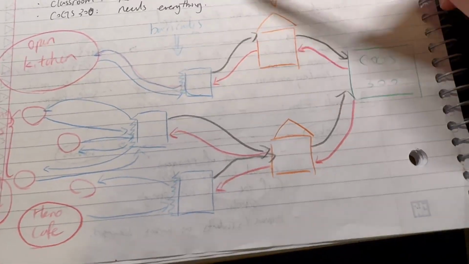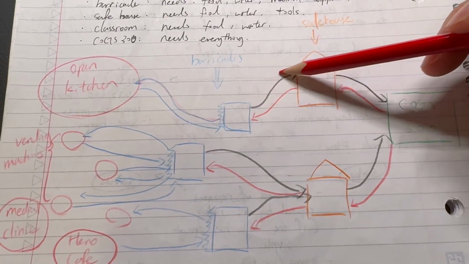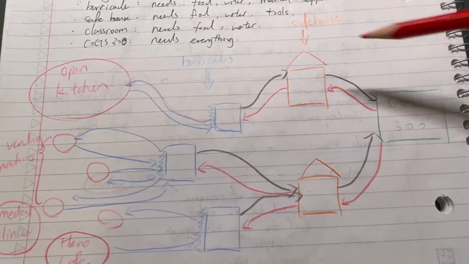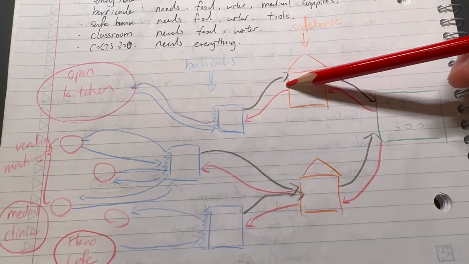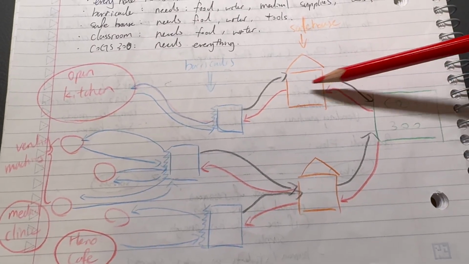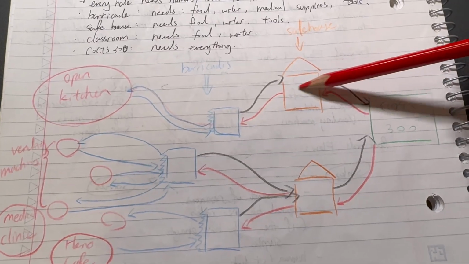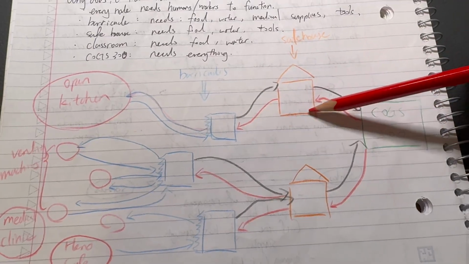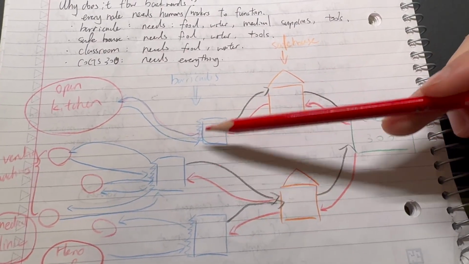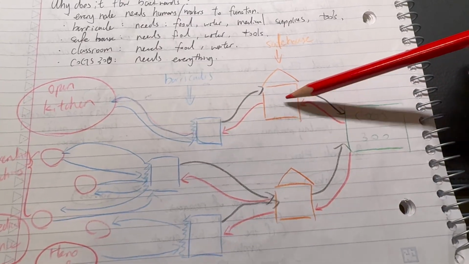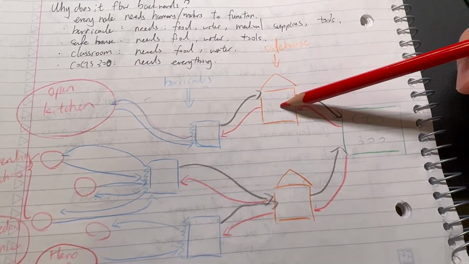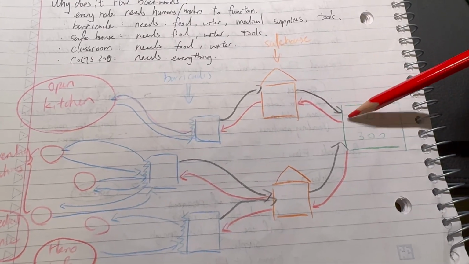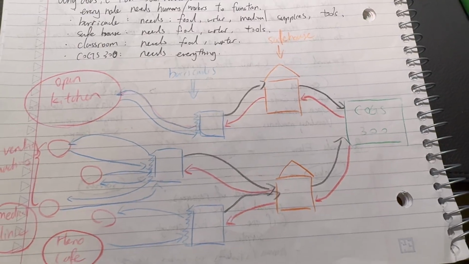And the barricades will then transport the supplies they found to safe houses. Safe houses are occupied by people who are seeking temporary refuge or just transportation workers, because the safe houses will gather all the barricades in that area, and they will transport all of those supplies back to the COGS 300 classroom, which is the main management center.